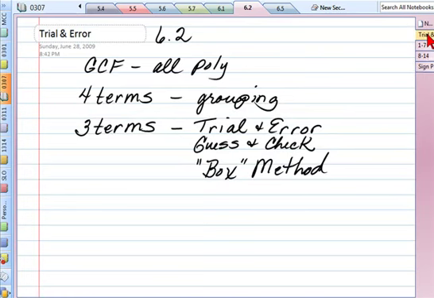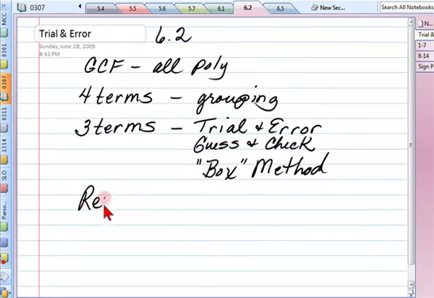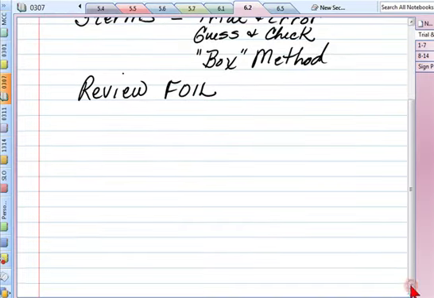Let me go back where I've got some blank space. Before we can work on this method, I need to review some multiplication. Do you remember that when we did greatest common factor, I reviewed distributive property? And then finding the GCF and taking it out is reversing that. Well, trial and error reverses FOIL. So I need to review FOIL. All right, I'm going to do 4 review problems.